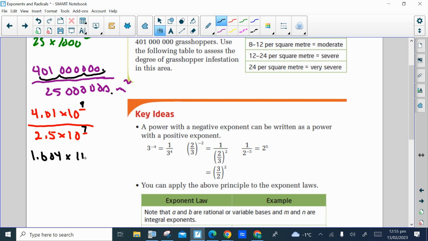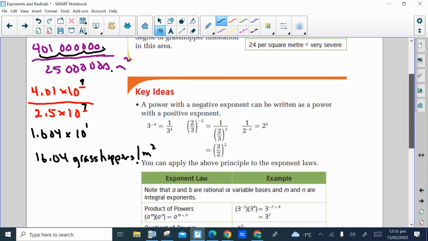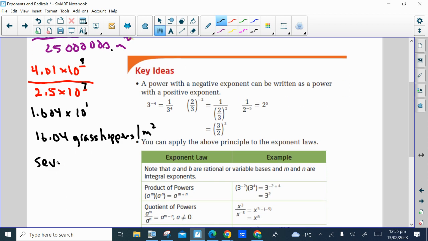1.604 times 10 to the 1. And if you multiply 1.604 by 10, you'll get 16.04. So that's how many grasshoppers there are per square meter, which means that the infestation is severe because that number 16.04 is between 12 and 24 grasshoppers per square meter. So the infestation would be classified as severe.